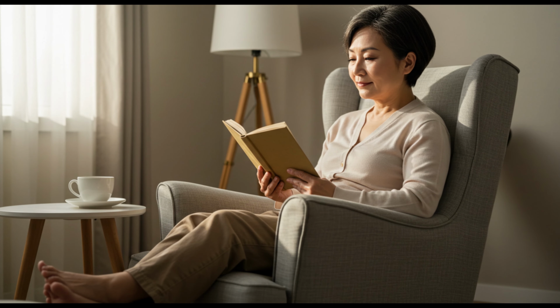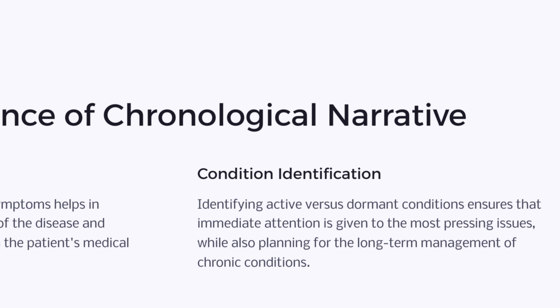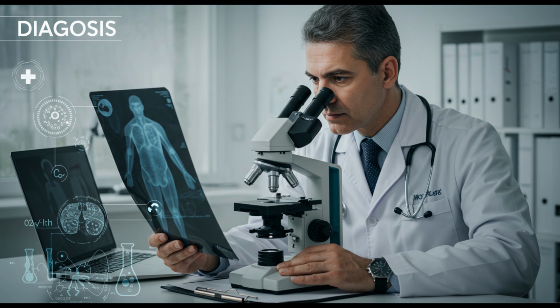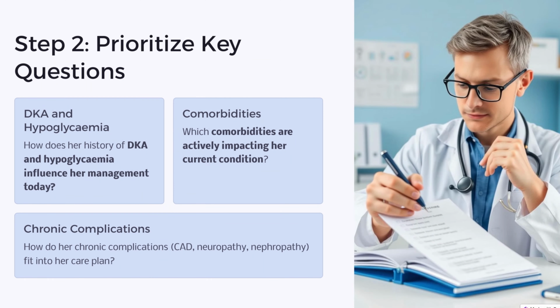When you approach a long case like this, start by constructing a chronological narrative. Pay close attention to when symptoms began, how they evolved, and the impact of each event on her overall health. Dissect the timeline. Note the periods when her comorbidities were active versus when they might have been dormant. Recognize that while some conditions are well managed, others, like her progressive nephropathy and peripheral neuropathy, significantly affect her quality of life and require ongoing attention.